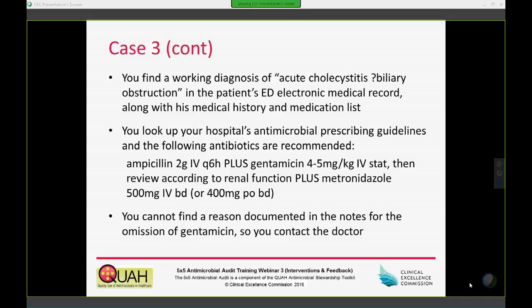If gentamicin isn't suitable, I'd recommend using either ceftriaxone or piptaz. If you use ceftriaxone, you could ditch the ampicillin, and if you use piptaz, this does anaerobic cover, and you could stop both the ampicillin and the metronidazole.